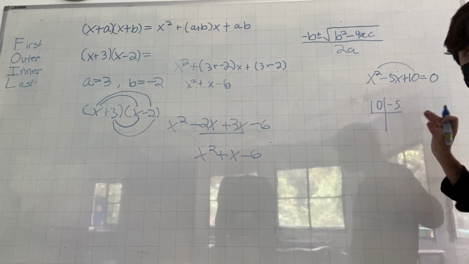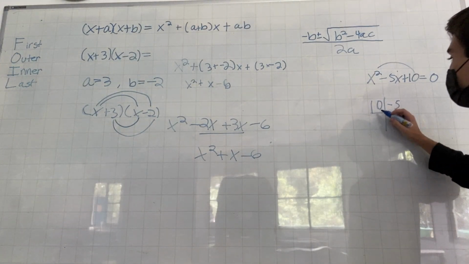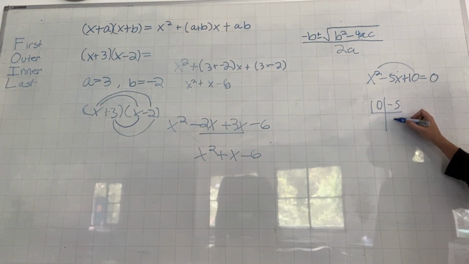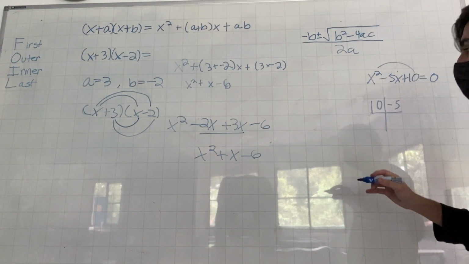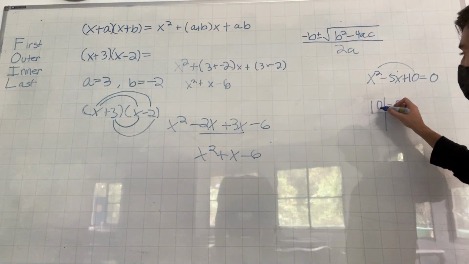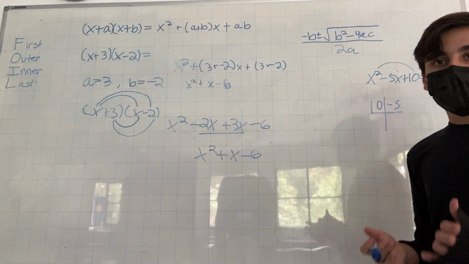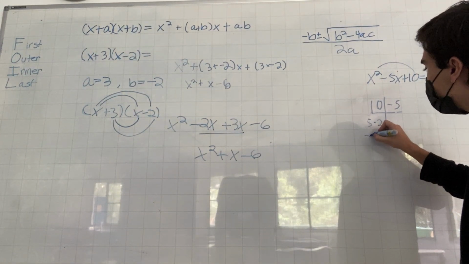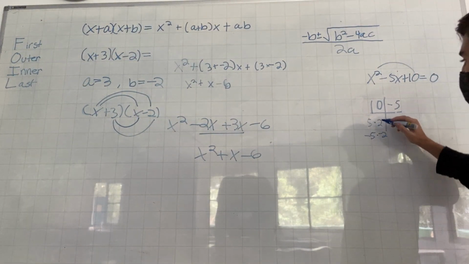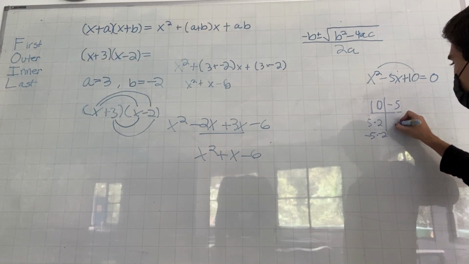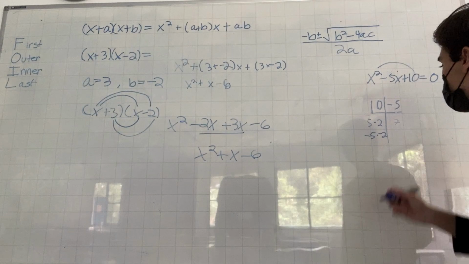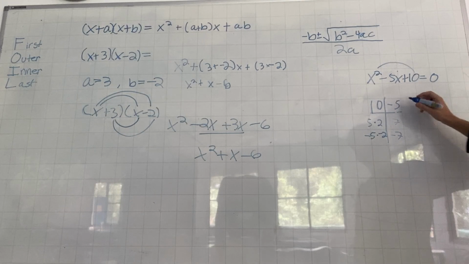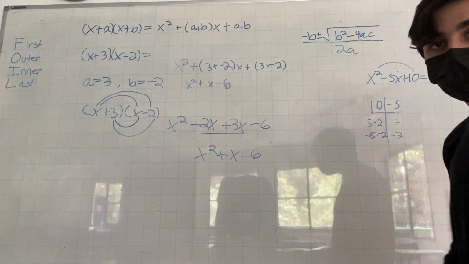The rule for this method is that you have to find two numbers that multiply to this box, but add to this box, right? So what two numbers multiply to 10 and add to negative 5? Let's try to find the factors of 10. You can think of 5 times 2 or negative 5 times negative 2. 5 plus 2 is what? 7. Negative 5 plus negative 2 is negative 7. So you see that these two numbers do not add to negative 5, meaning that it is not factorable.